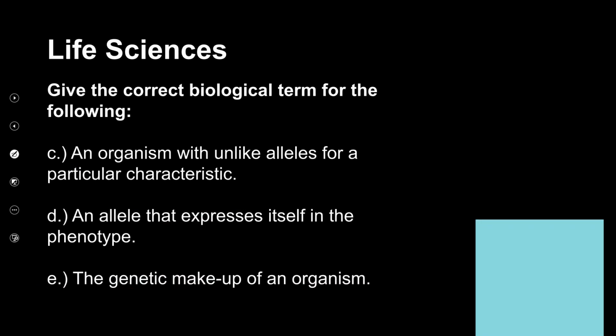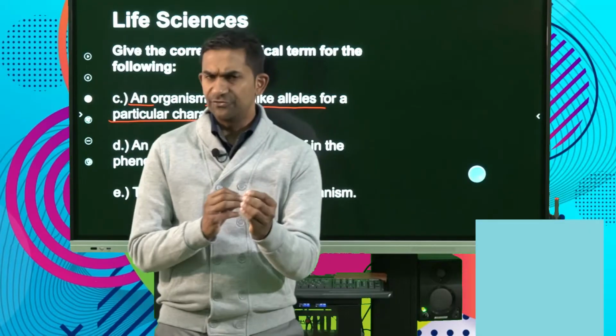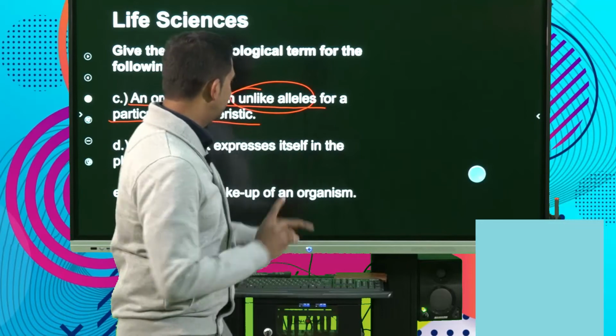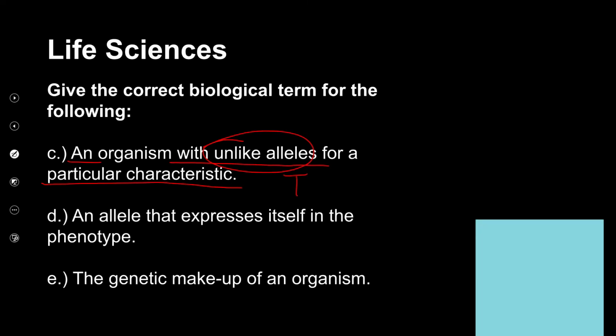A few more and then we'll get into some detailed application. An organism with unlike alleles for a particular characteristic. Guys, this is again a fancy way of saying different, unlike. So when we talk of unlike alleles, we mean not the same. Or if we talk about right-handed and left-handed, these individuals we refer to as being heterozygous individuals. So the term heterozygous refers to organisms having different or unlike alleles.